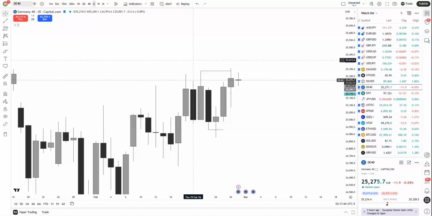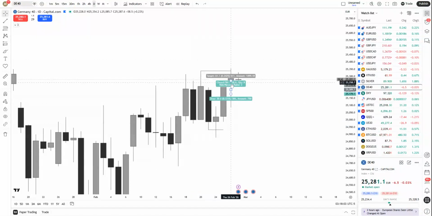One on USD JPY and another one on the German DAX. So I'm going to run down very briefly the reason for why I entered and show you what happened. It was actually yesterday, so obviously we're on Friday of the week now.